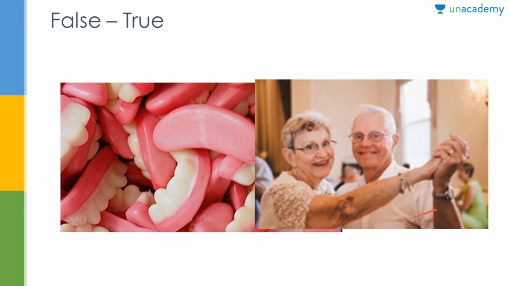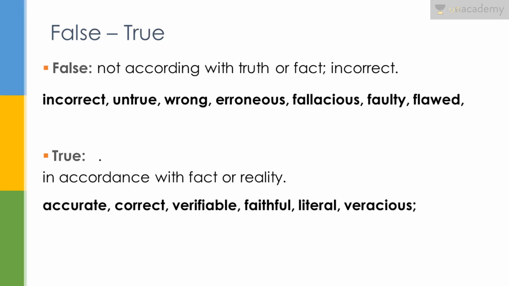The other one is true. True is basically anything which is flawless, which has a lot of truth in it. Like we say, true love always reaches heights. For example, in this graphic you can see that this couple has grown old, they've aged with time, but their love didn't die, and it actually matured with their age. So it was obviously true love, that is why it didn't disappear with time. False basically means not according with truth or fact, incorrect.